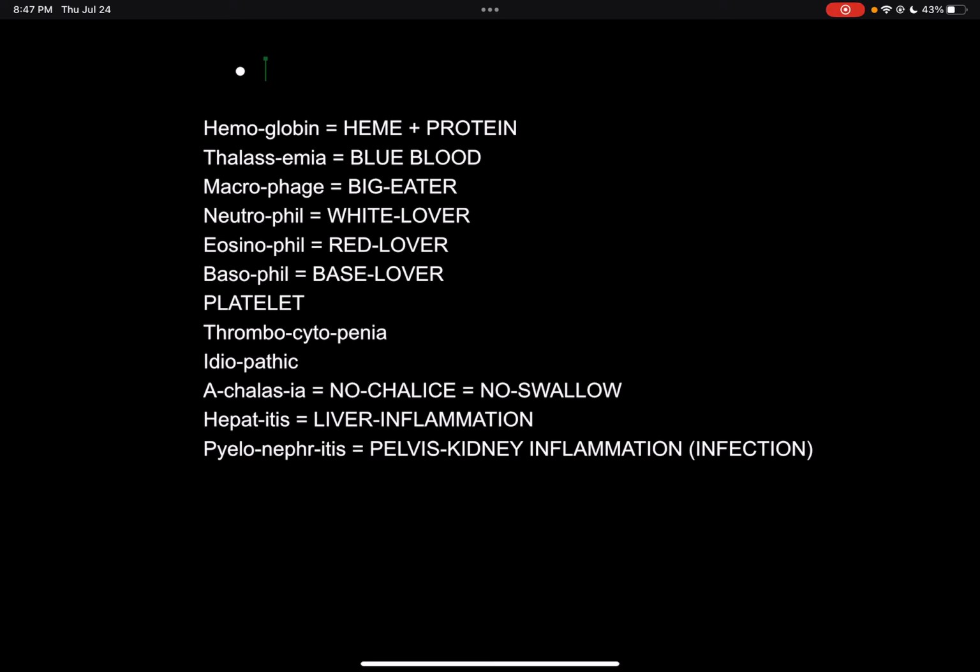So I have these random words here that I just put down, and I'm gonna open my Pathoma and just flip through, and just split random words into their parts with hyphens.